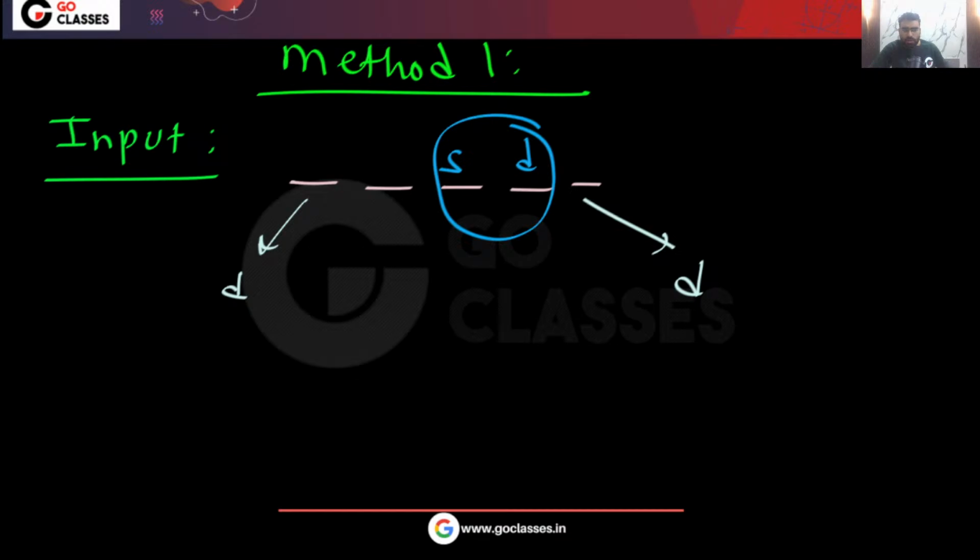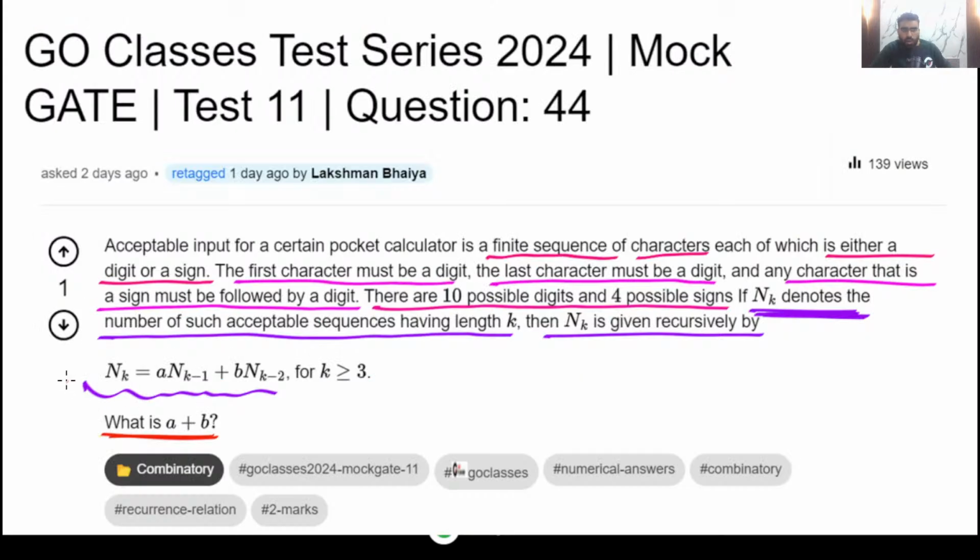Okay, now let's solve this question. This equation is already given to you: nk is equal to a nk minus 1 plus b nk minus 2 for k greater than or equal to 3. And what is nk? nk is the number of such acceptable inputs, the number of such sequences having length k.